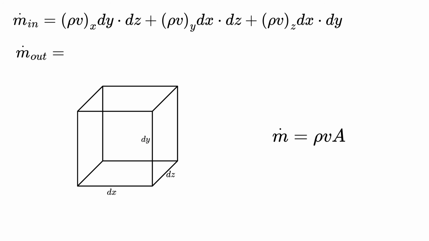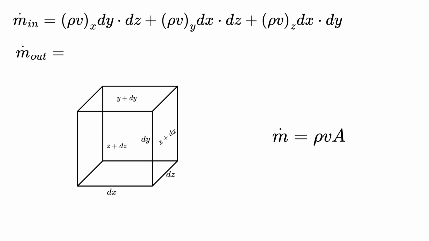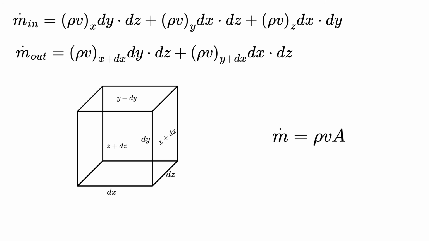Now think about mass leaving the cube. Fluid leaves from the right face, top face, and front face. Here is a very important detail. If the left face is at position x, then the right face is at position x plus dx. Similarly, the top face is at y plus dy, and the front face is at z plus dz. So, when we write the rate of mass leaving the box, we use density and velocity at these shifted positions.